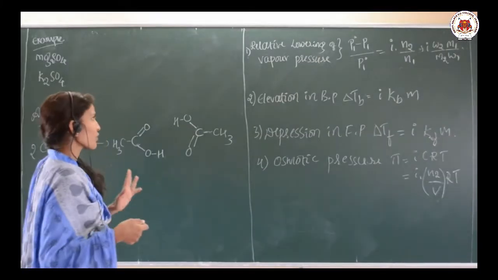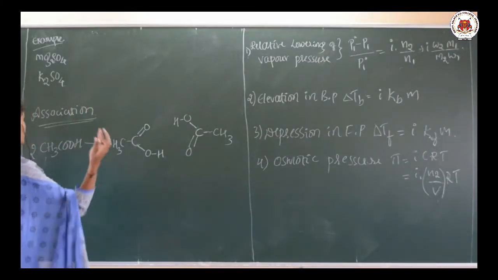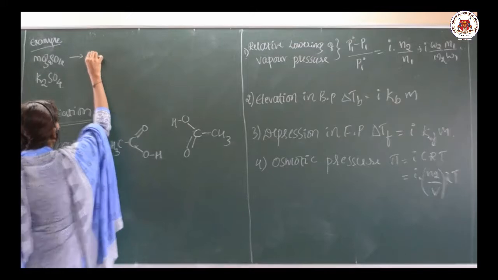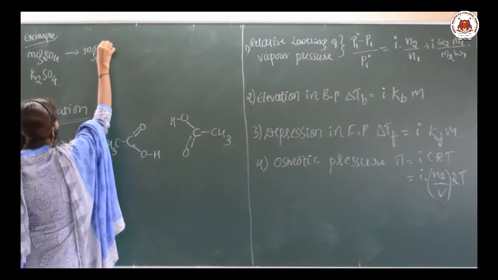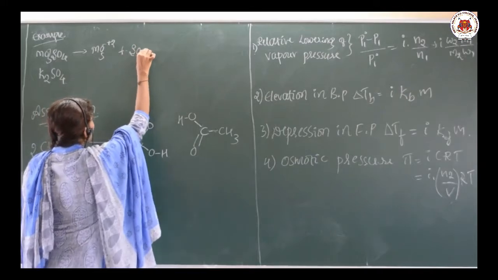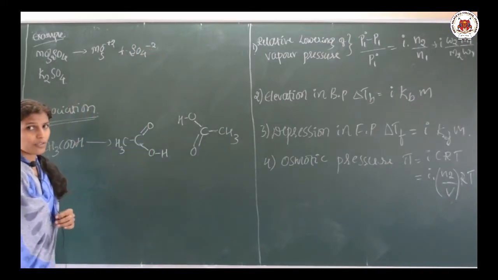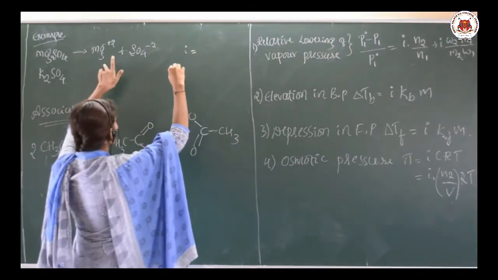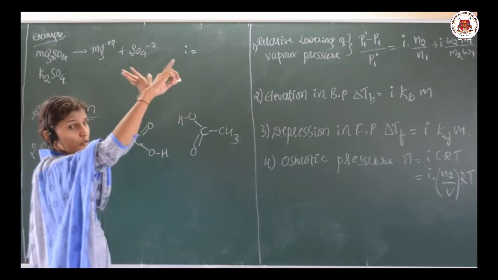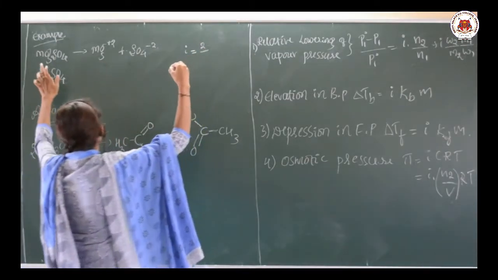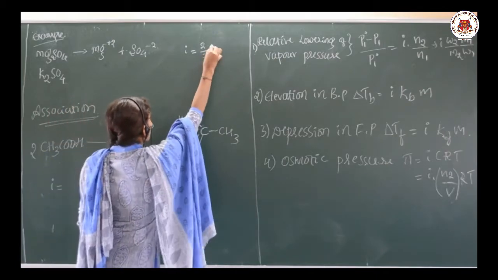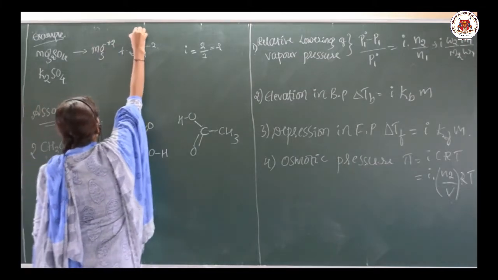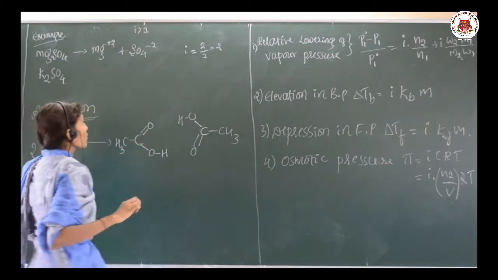Let us go for a few more examples as I said. Here, MgSO4 is going to dissociate into Mg2+ and SO4 2-. Okay. I need to calculate the value of i, that is the Van't Hoff factor. The number of moles after dissociation, how many? 2 are there, and before, how many? Only 1. 2 divided by 1, that is 2, will be the Van't Hoff factor. For dissociation, i is always greater than 1.